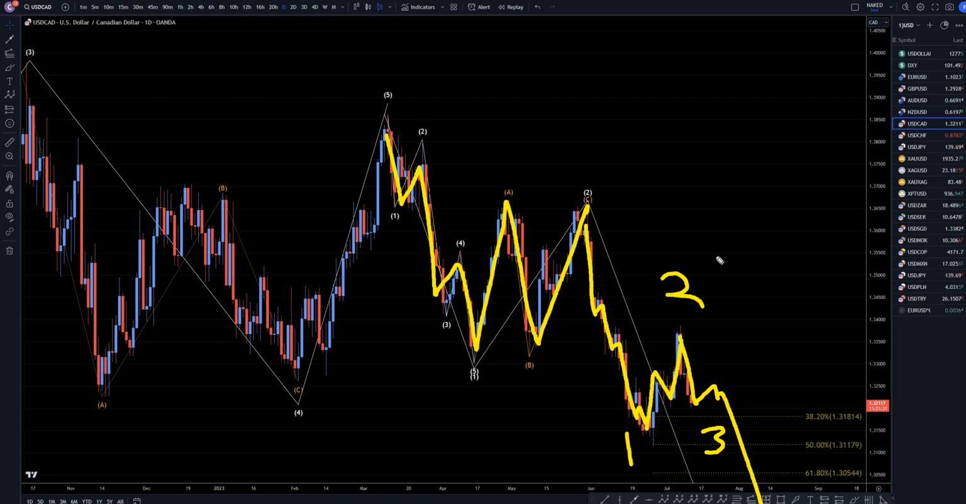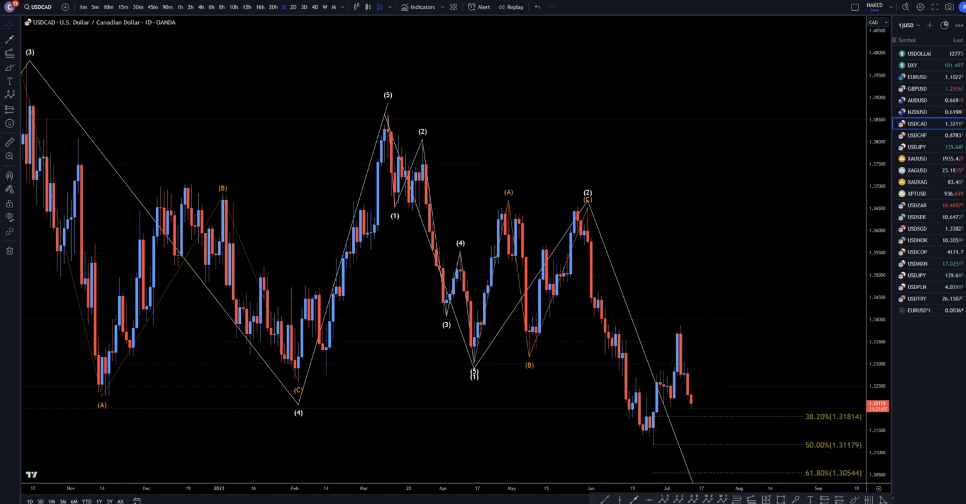Now we do have to remember that today is CPI inflation data for the US dollar, and we also have Canadian news coming out today, the rate hikes. So this is definitely going to affect this pair. So we definitely want to be careful. We definitely want to use proper risk management.